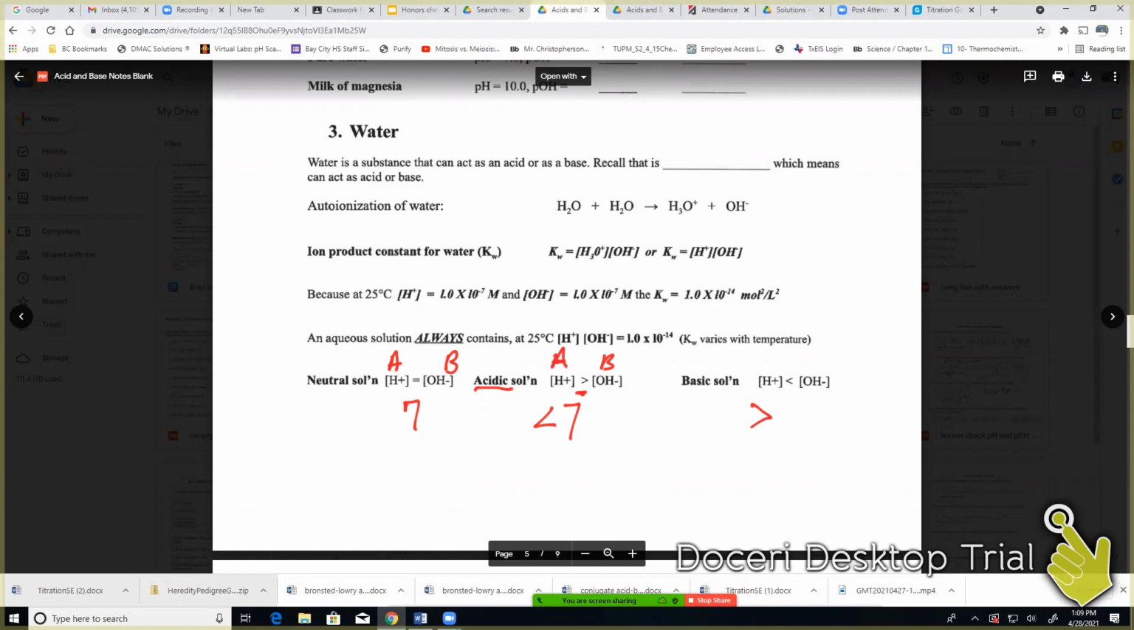If I have a pH greater than 7, so now I'm moving to a basic pH, then my hydroxide would have to be greater than my H plus. The part that represents the base would have to be greater than the part that represents the acid.